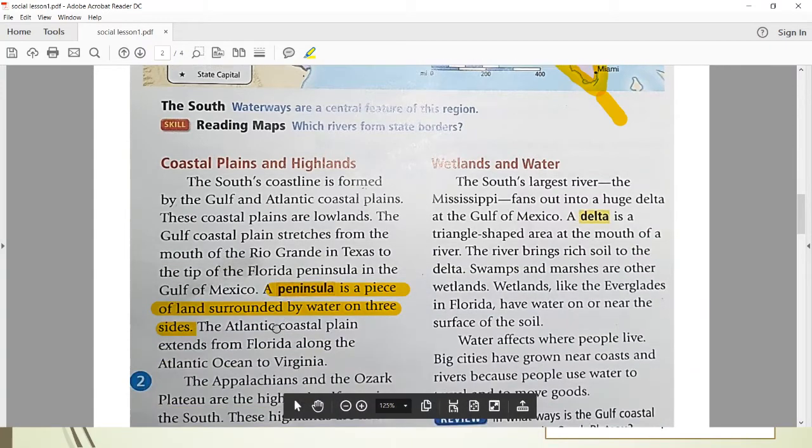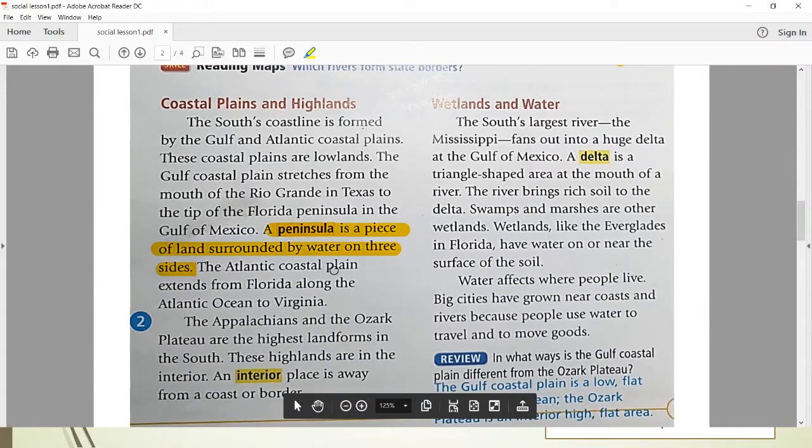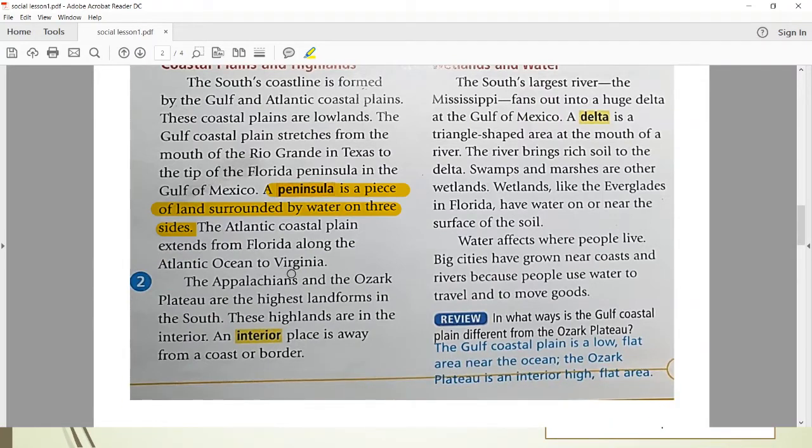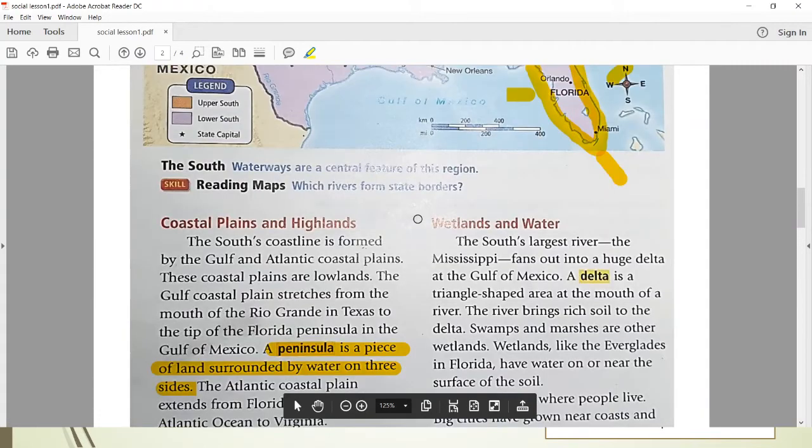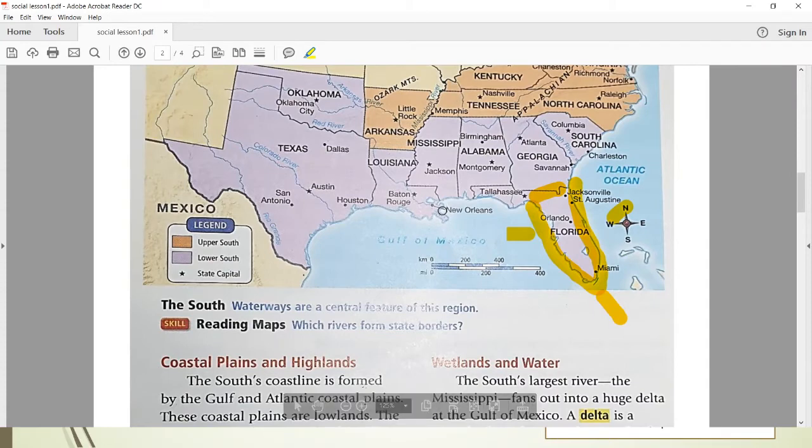Now, going back. The Atlantic coastal plain extends from Florida along the Atlantic Ocean to Virginia. So the Appalachians, I think you know Appalachians. Appalachians is a mountain range. And the Ozark Plateau are the highest landforms in the south. So these highlands are in the interior. So interior means inside. We discussed this before in English. An interior place is away from a coast or border. So which means that interior, as we go back here, it means it's inside. Not from here, but it's inside.